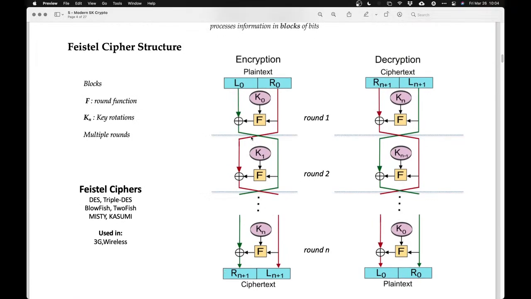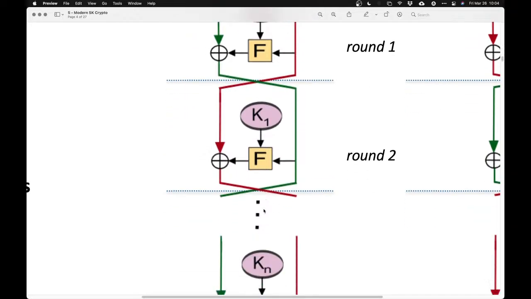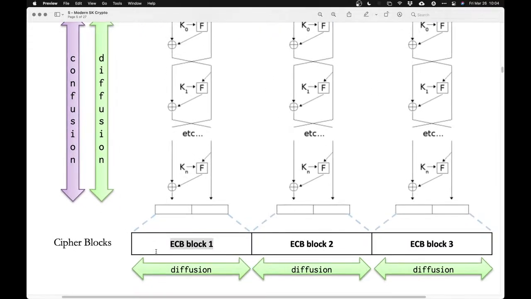By the way, notice what I'm saying about diffusion here. If I was to change one bit in this plain block 1, all the bits in ECB block 1 would change. Not just one bit. All of them would change. Why? Because of this trick of exclusive ORing the right side and the left side, rotating it, doing it again and again and again. One bit of change alters all the other bits. So this is very good diffusion within the block.